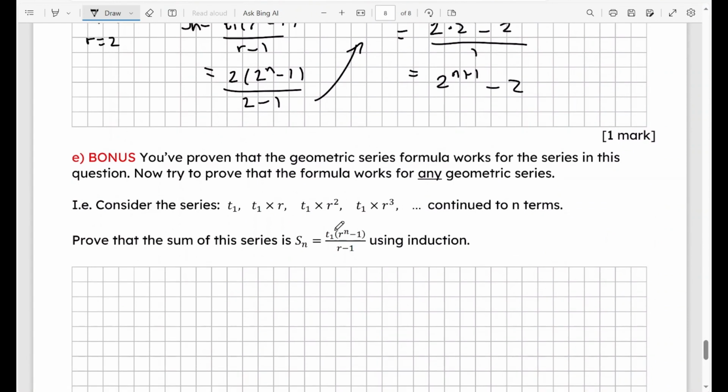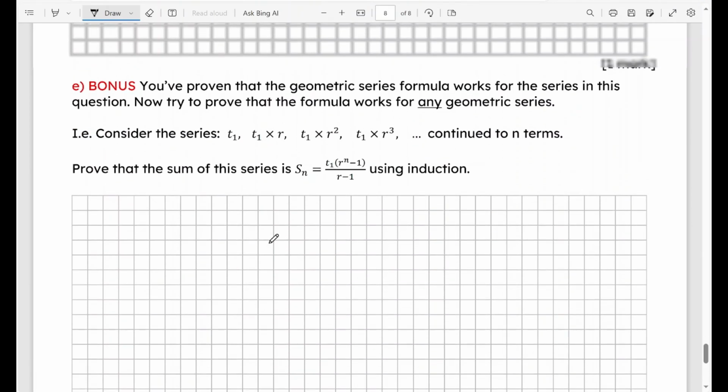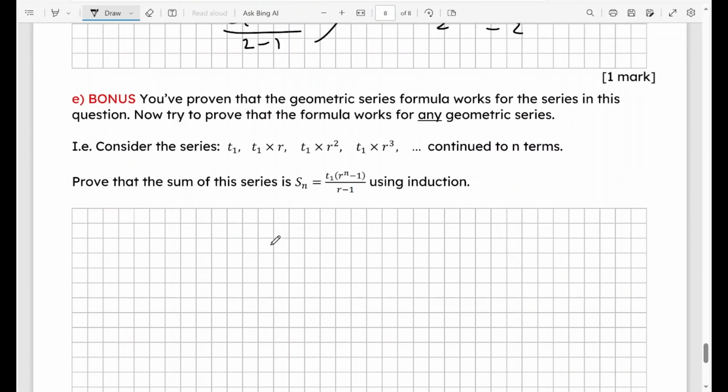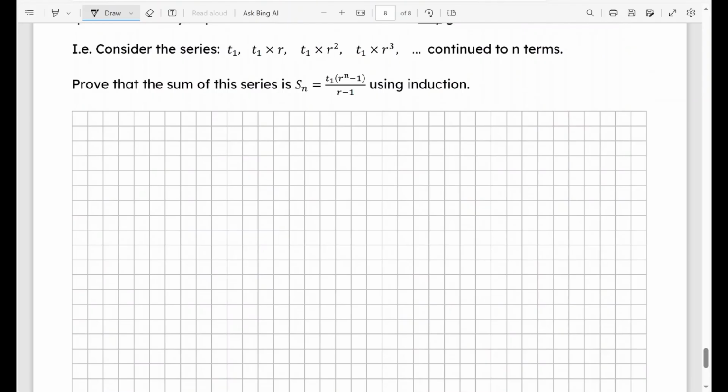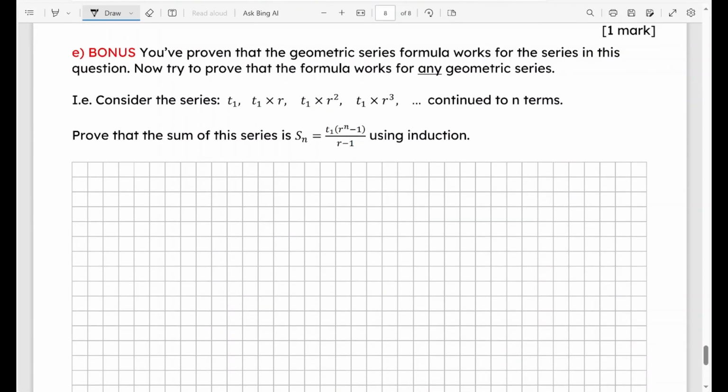The last part's a little bonus question. You don't need to be able to do this, but it's fun anyway, so we'll prove it. And this is proving that this formula works in general for any geometric series, not just the one we've been looking at up till now. So basically, prove that the sum of the series is Sn. So let Pn be the statement.